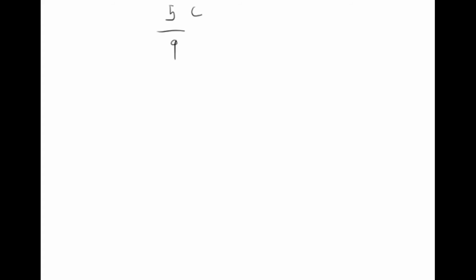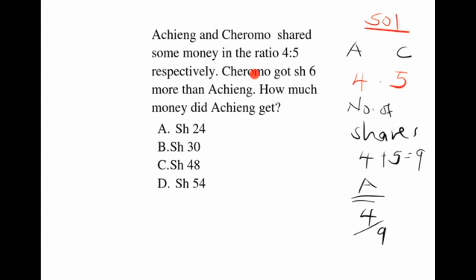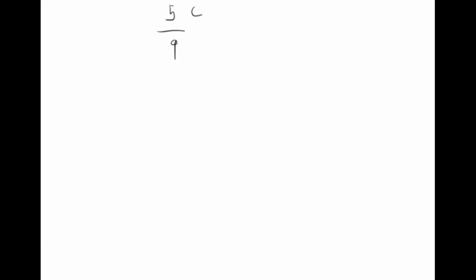Therefore, the question tells us that Cheromo got 6 more than Acheng. Cheromo has 5/9, while Acheng has 4/9. And we are told that Cheromo got 6 more than Acheng. Therefore, we take 5/9 minus 4/9. We get 1/9. Therefore, this 1/9 is equivalent to 6.